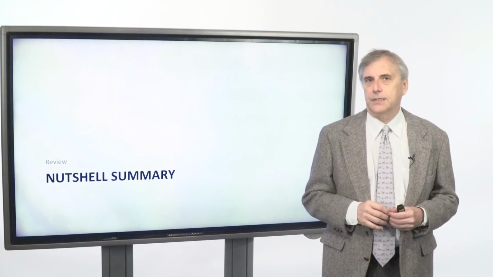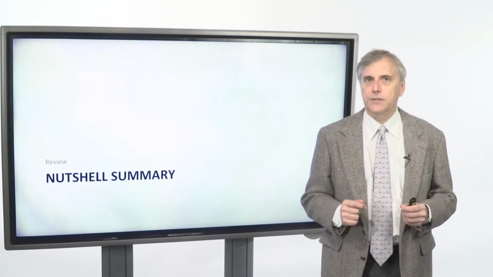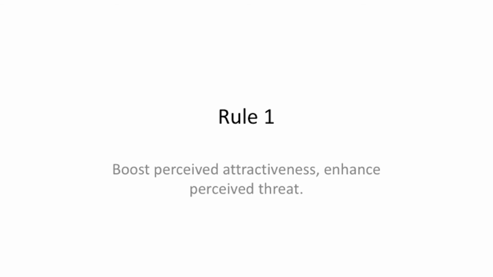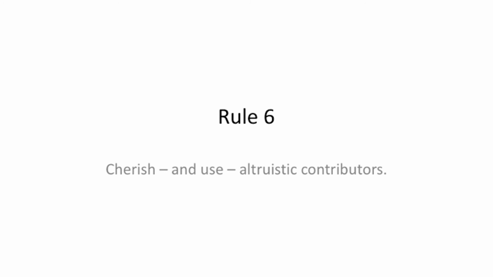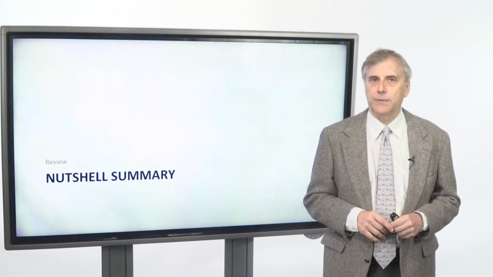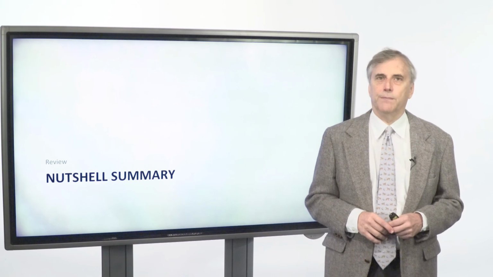Now, the classic analysis suggests six ways for leaders to overcome free riding. First, magnify the importance of the public good or heighten the sense of threat from failure. Number two, find a way to reduce the cost of participating. Number three, create a selective benefit from participation. Number four, create or encourage punishment for non-participation. Number five, recruit high demanders, wealthy individuals, and efficient low-cost contributors. And six, utilize altruists in leadership roles, since leadership is oftentimes a punishing or unrewarding public good.